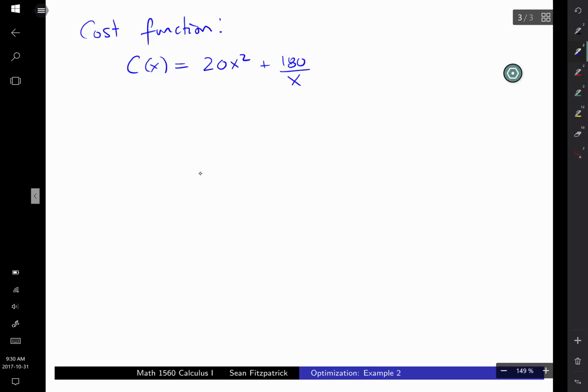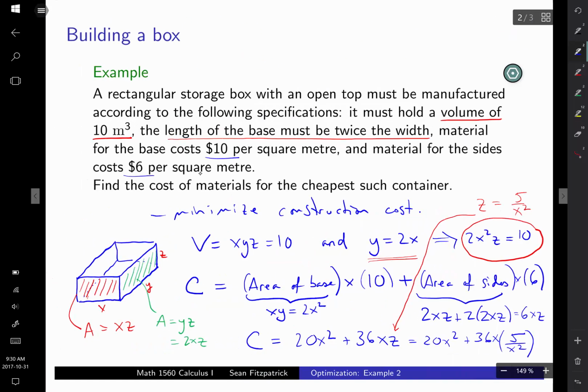So let's just jump back to verify that, right? 20x squared, that's this term. x over x squared, this part here, simplifies to 1 over x. 36 times 5, that's going to be 180. Okay, so that's where that's coming from. And we could also ask again about domain, right? Do we have a domain that we can work with here?